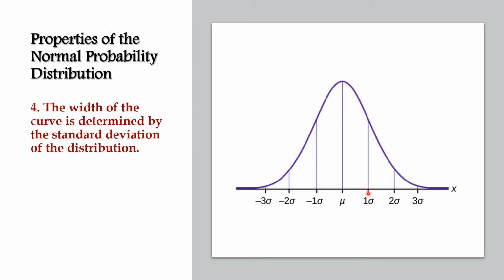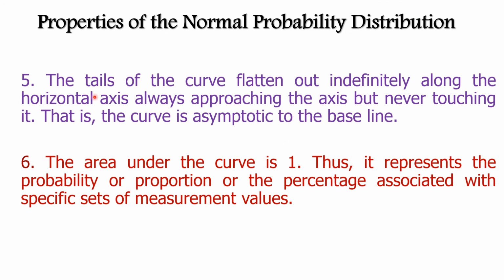So from this point, it dictates that it's one standard deviation away from the mean, and this point states that it's two standard deviations away from the mean. Okay, so that is how we are going to determine the width of the curve. Next, we have the fifth and the sixth.